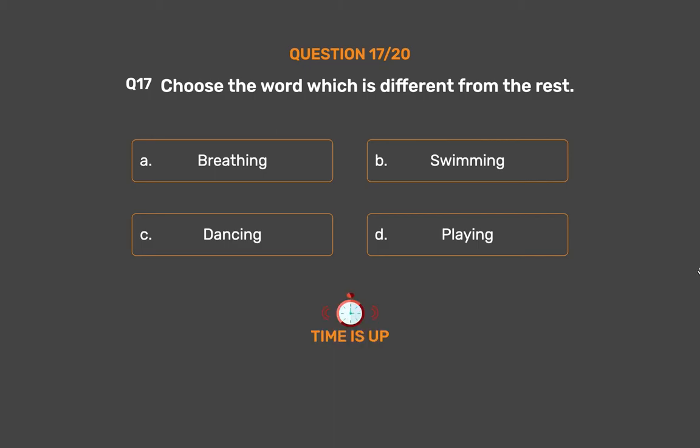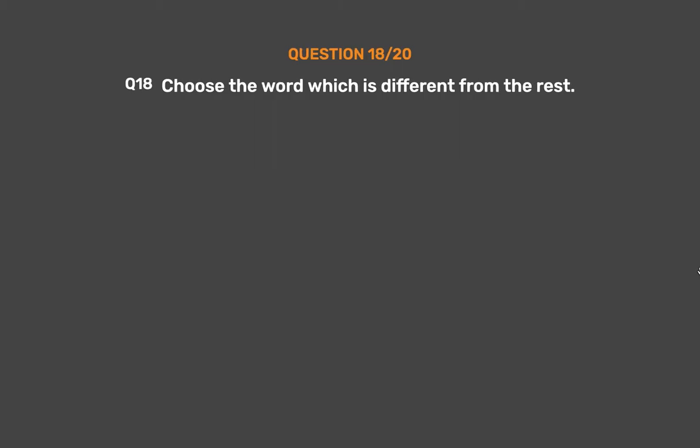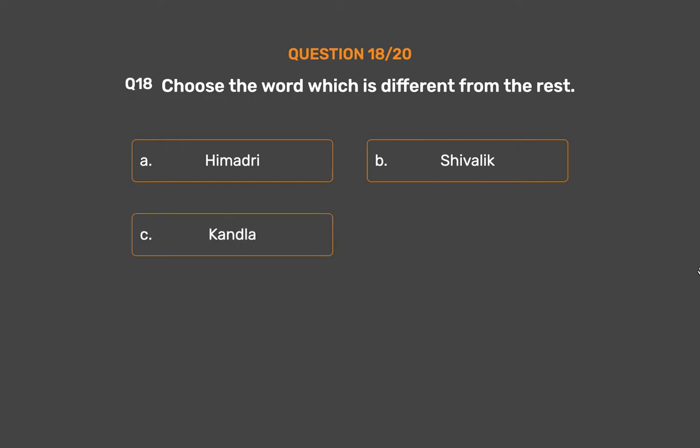The correct answer is option A, breathing. All except breathing are voluntary activities. Question number 18. Choose the word which is different from the rest. Option A, himadri. Option B, shivalik. Option C, kandala. Option D, himachal.